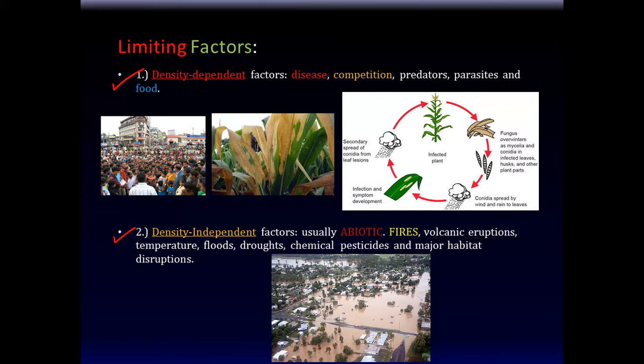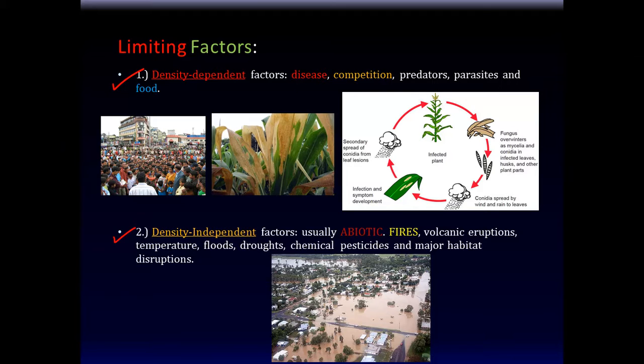For example, disease. Disease affects populations differently. A disease that affects a population that's dense can be very devastating to that population. A disease that affects a population that is sparse, far apart, may be more contained, because infectious processes particularly can spread from an individual to an individual. So density dependent factors, an example would be disease, because the effect of disease on the population depends on the density of the population.